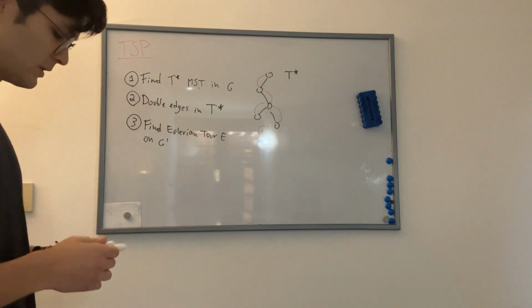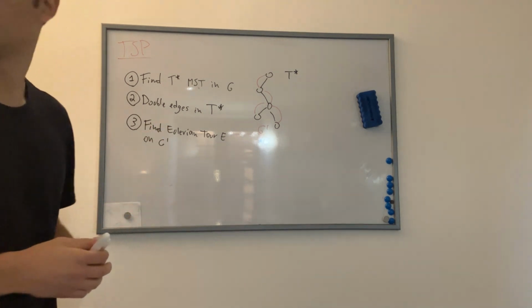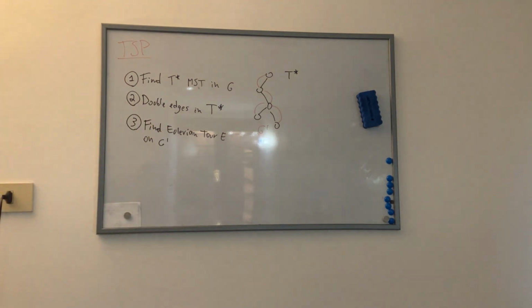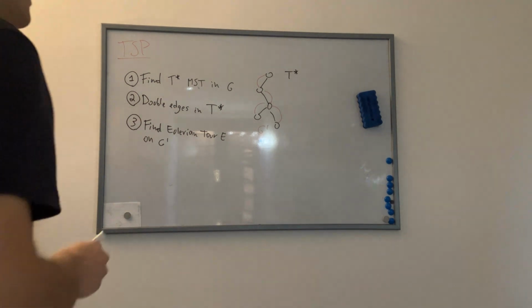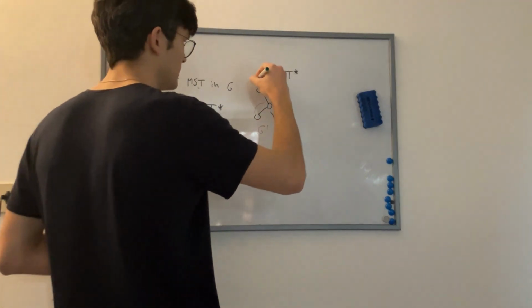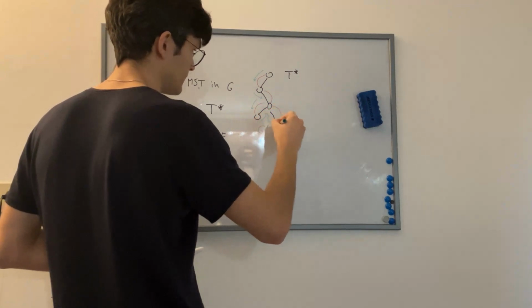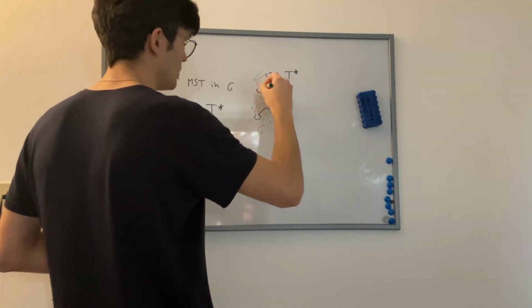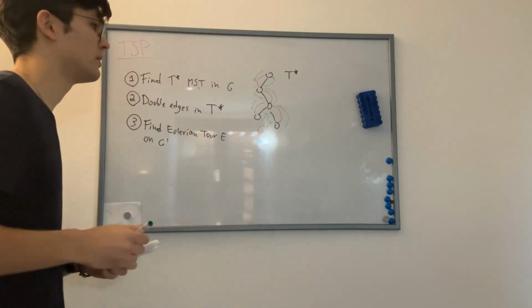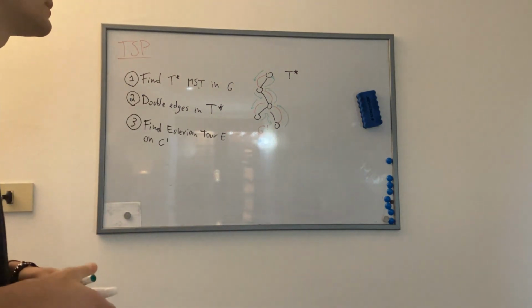The Eulerian tour, for example in this case, might look something like this. We just start from here, we go there, and we go here, something like this. Very easy, just go through each edge of the graph exactly once.